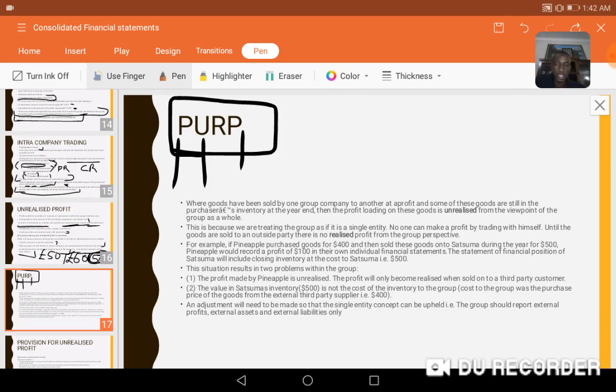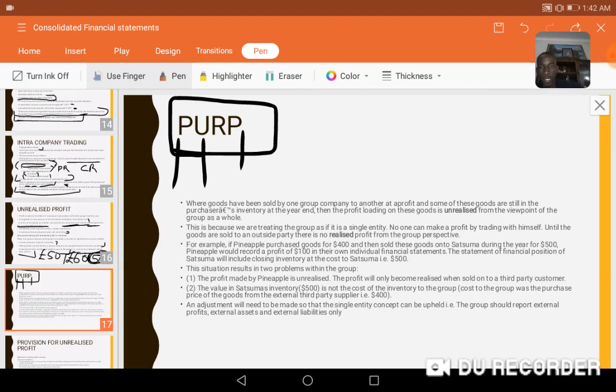This is number 16. So here is just a summary of what I just talked about in a small example. Let me just read it. Where goods have been sold by one group company to another at a profit, and some of the goods are still in the purchases at the end of the year, then the profit loading on these goods is unrealized from the viewpoint of the group as a whole.